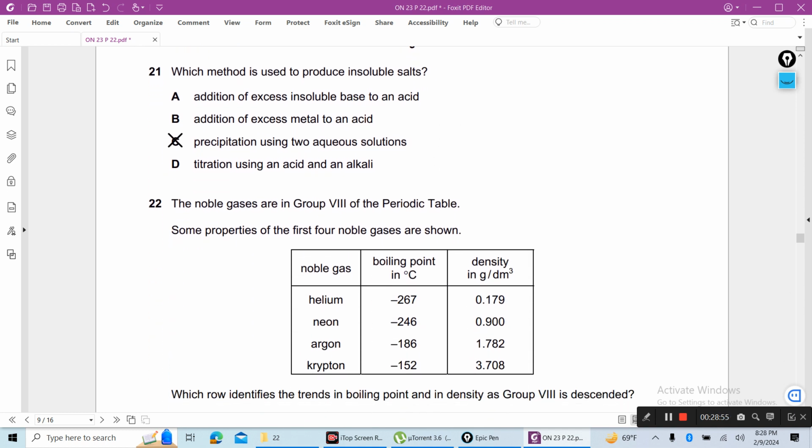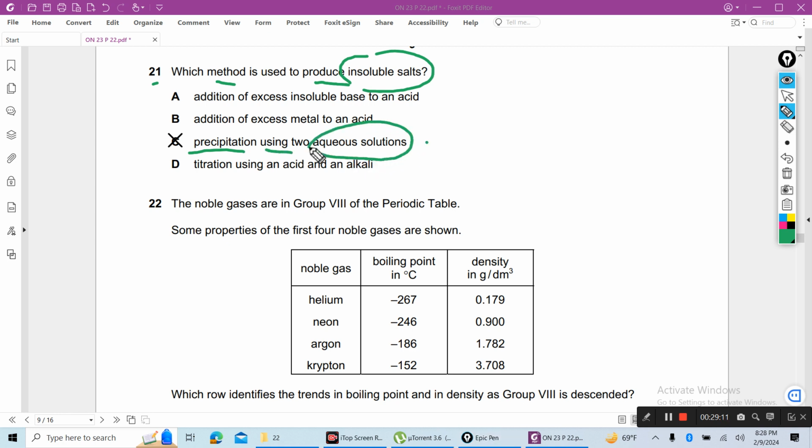Next, number 21. Which method is used to produce insoluble salts? Insoluble salts means a solid precipitate. So precipitation using two aqueous solutions is the best method. If two aqueous solutions are mixed and a precipitate is formed, that method is the best method to produce an insoluble salt. Precipitation using two aqueous solutions is the correct answer, but A is not the answer.